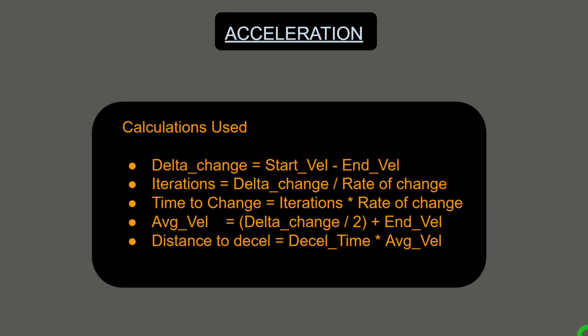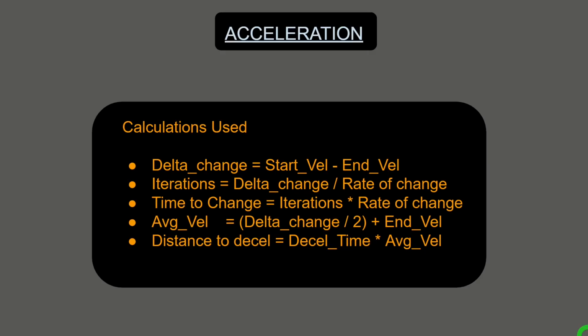Here are the calculations that we're going to be using in the program. I wanted to break it out this way because by the time we get into the code, it's harder to interpret, because this is all condensed down into one line of code. We need to start out by getting the amount of change in velocity we want to cause. So we would take our start velocity minus our end velocity. In this case, we're decelerating. We need to figure out how many iterations, how many clock cycles, that's going to take. So we would take our delta change divided by our rate of change.